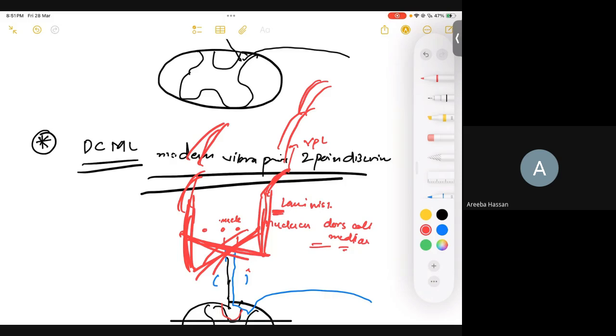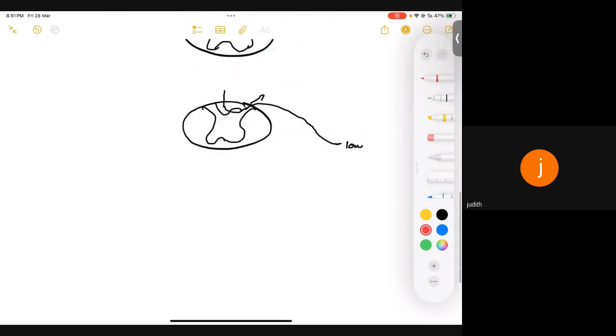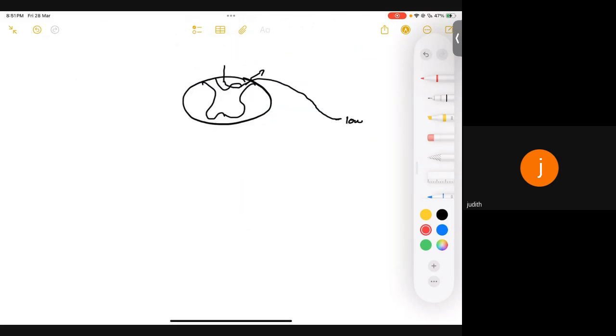Is that clear? Hello? Yes. Okay, perfect. So these were the tracts which we discussed. Let's discuss our cerebrum. Let's discuss different parts of your cerebrum. Okay, just give me a second. Okay. All right, so we discussed both of these tracts, which are very high yield.